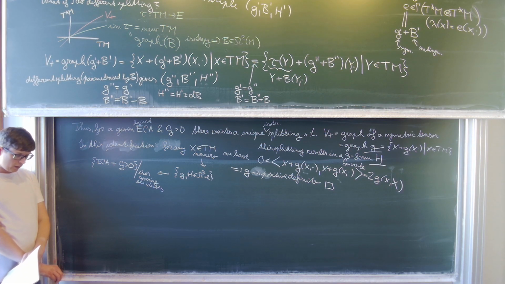Yes, because when you act by an isomorphism on the left-hand side, you also change the Jonas metric to not be only the graph of G, right? It's then the graph of G plus B. Yeah, it's the action of the isomorphism. Right.